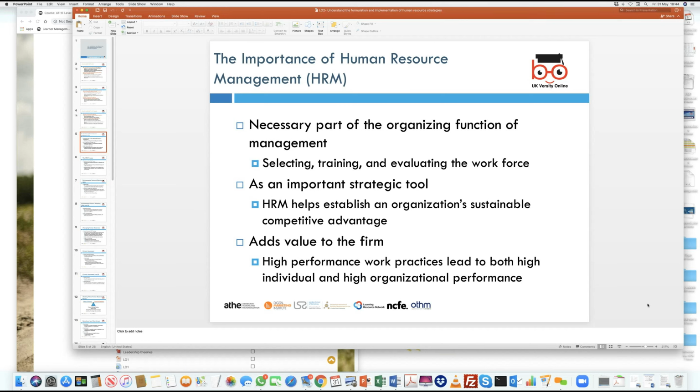Both of you, are you with me on that? Is that okay? Yes, fine. Yes, yes. So now with understanding the functions, we understand the importance of that department or that function within the organization.